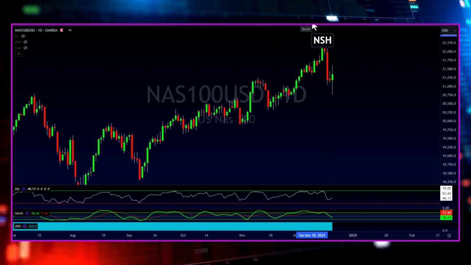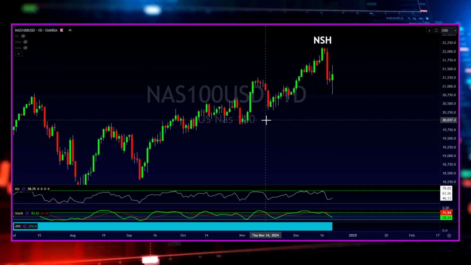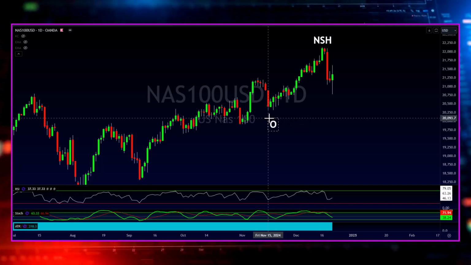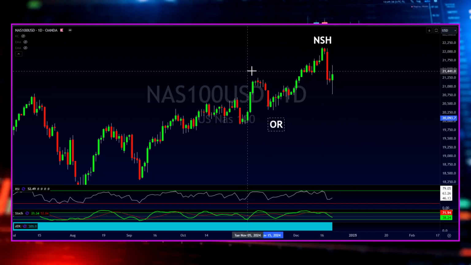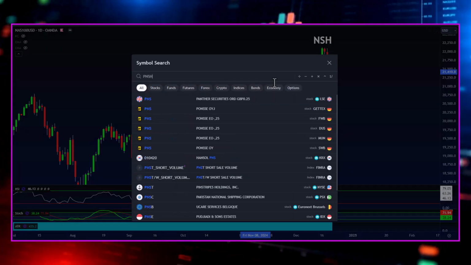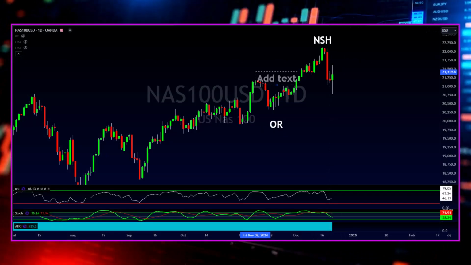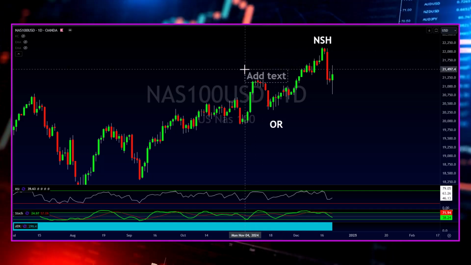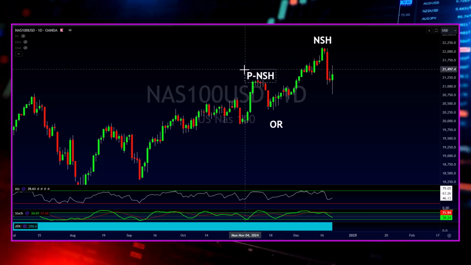If we work backwards from there, this move down here is going to be our previous outside return. And then this move up here was going to be our previous new structure high.